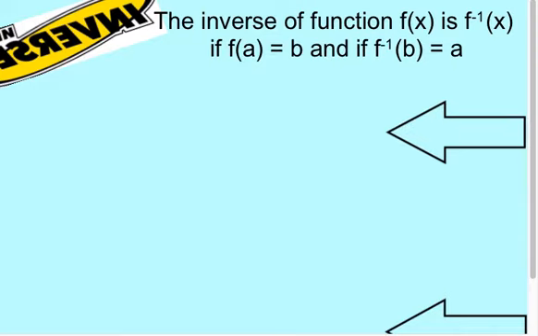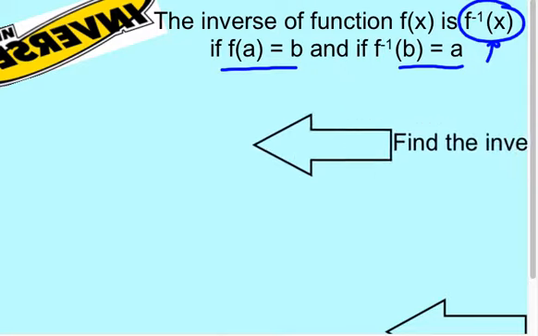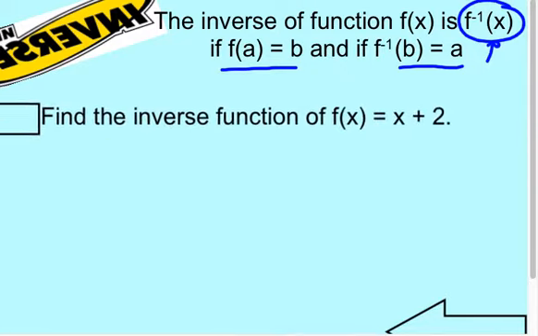It says find the inverse of function f(x). The inverse of function f(x) is f inverse of x. This little negative 1 up here means it's the inverse function. There's a couple ways to write these. We're not always going to write it in this form, but I'll show you how. If f(a) equals b, then f inverse of b would equal a. So basically, if you find the inverse, you're flipping your x's and y's around.